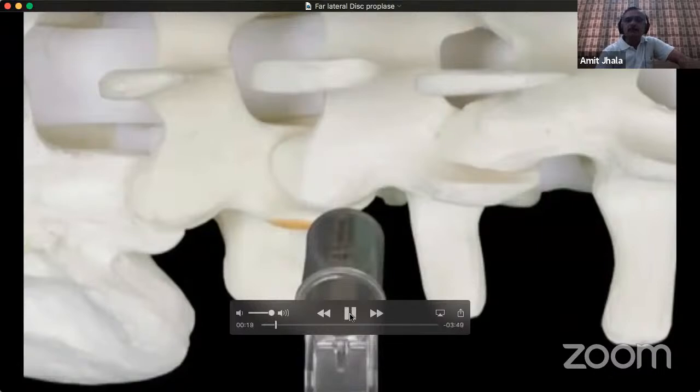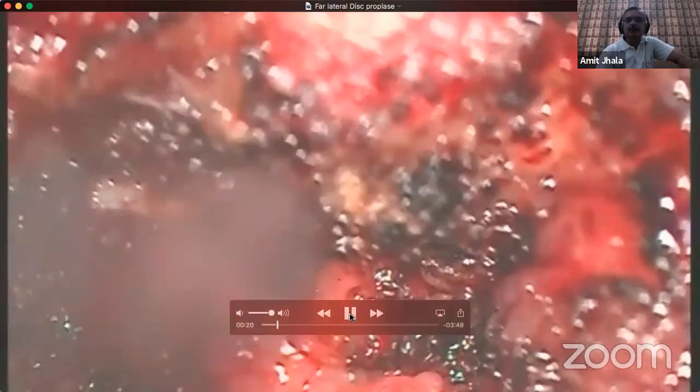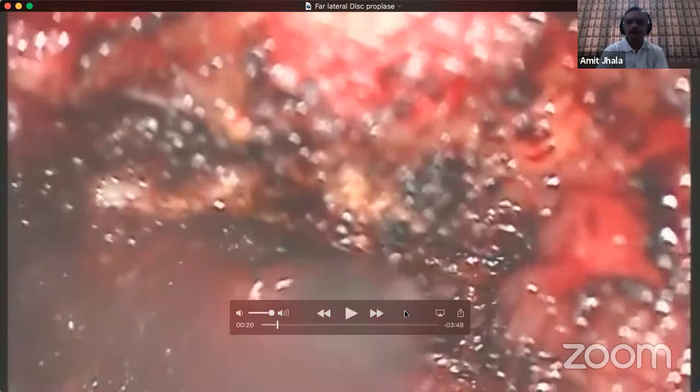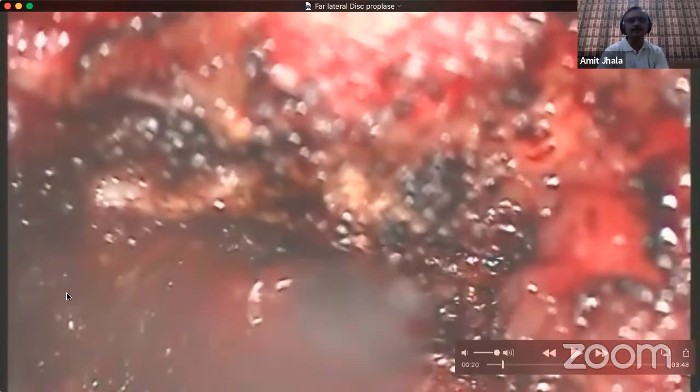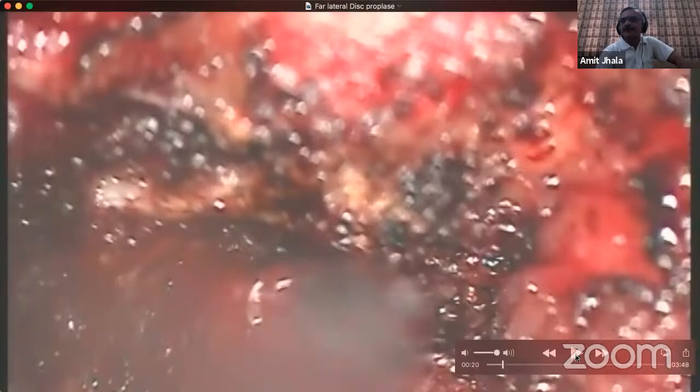So once you have docked, this is what you actually see. This is the transverse process. This is the facet joint. And this is the part where there is a disc. Okay. So this is superior, this is inferior, this is medial, and this is lateral. So that's the orientation.